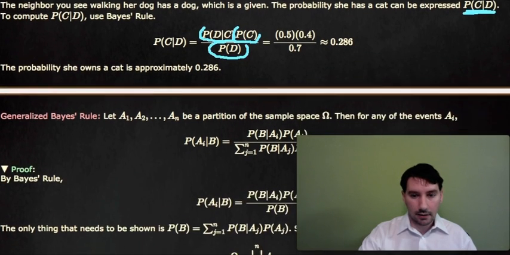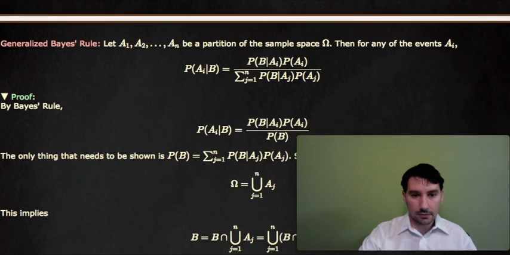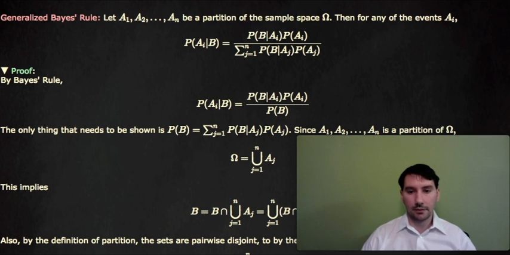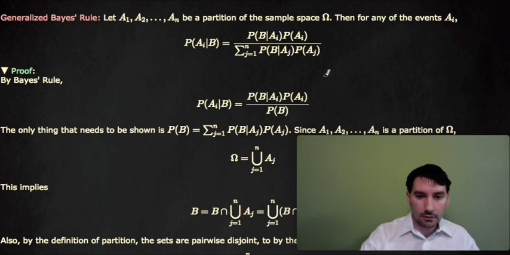Okay, the next thing we can look at is generalized Bayes' rule. Let's say that A1, A2 to AN is a partition of the sample space omega. Then for any of the events AI, the probability of AI given B is the probability of B given AI divided by the sum over all of the different sets in the partition, j equals 1 to n, of the probability of B given AJ times the probability of AJ. Notice that this is very similar to Bayes' rule itself. And here's Bayes' rule. So I guess we'll hop down to the proof.